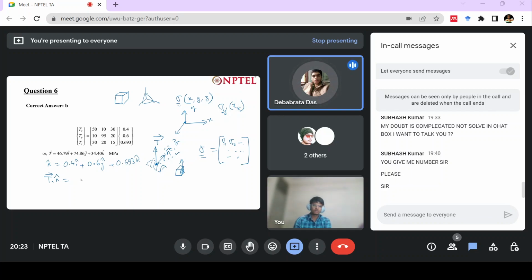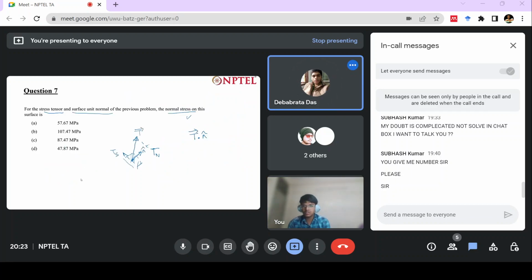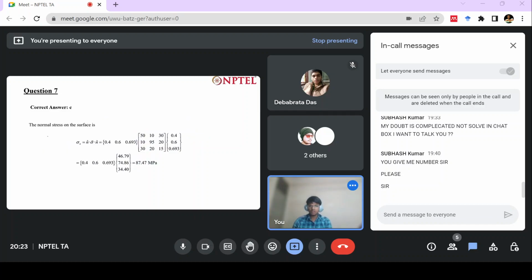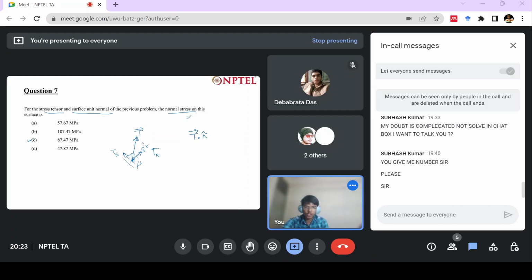So 87.36 megapascal. So this is 87.368 megapascal. So you're close to this? Yes, close, yes. It's pretty simple. Just the dot product: 0.4 into this, 0.4 into this, just add them up. Okay.